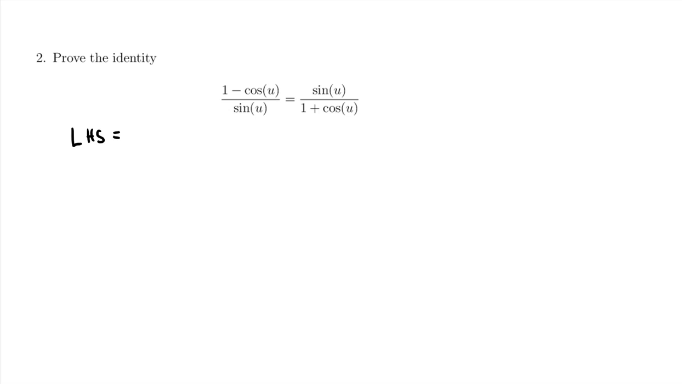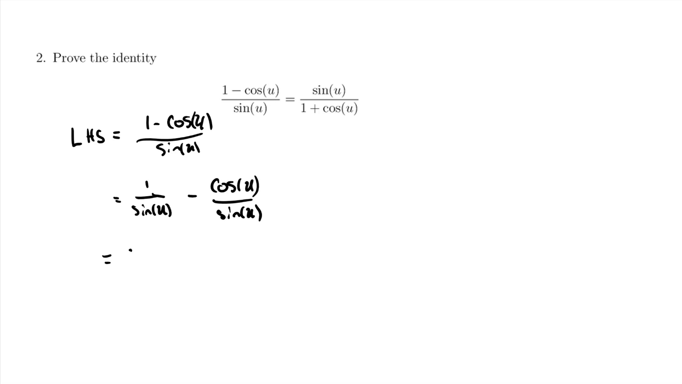So let's start with this left-hand side, our 1 minus cosine of u over sine of u. And the first thing I might be inclined to do is break up my fraction. I don't really see anything else to do, so I can do that. And then that gives me a cosecant of u minus a cotangent of u by my reciprocal and my quotient identities. But once I'm here, I don't really see anywhere else to go. I want to get it to be the right side, but I don't have a clear next step.